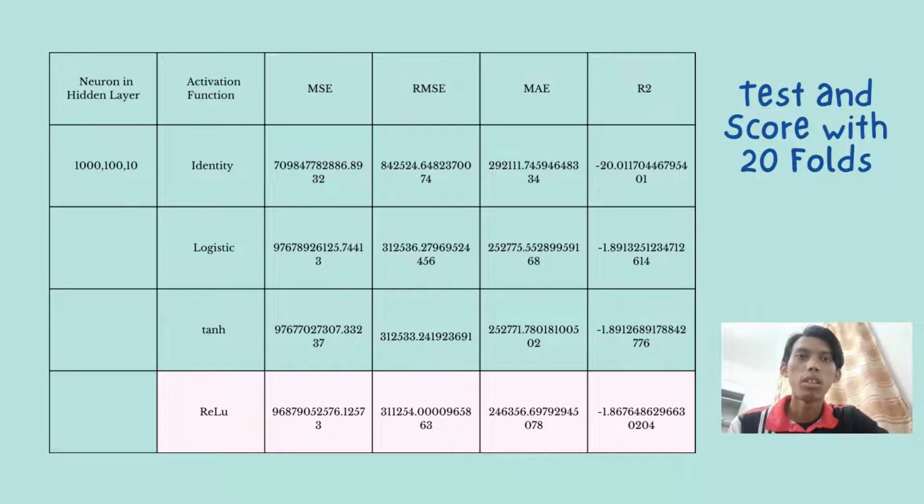Then we test and score with 20 folds, and it results that the neural network model with activation function of ReLU and 10 neurons in the hidden layer is the best model. So from both Test and Score with 5 folds and 20 folds, we can conclude that among these 4 neural network activation functions, the activation with ReLU is the best and more accurate.